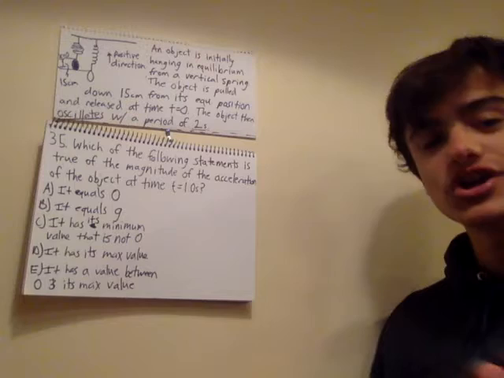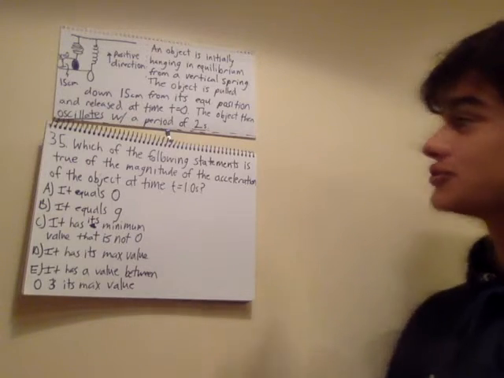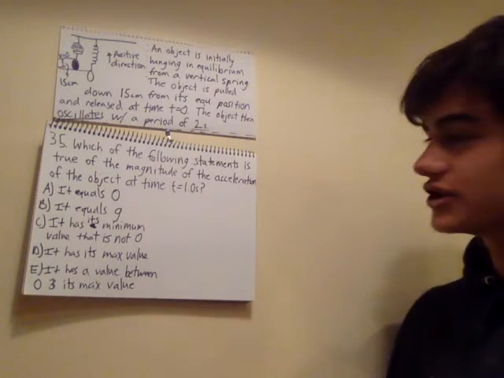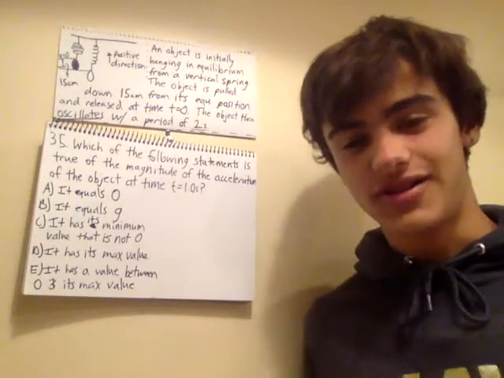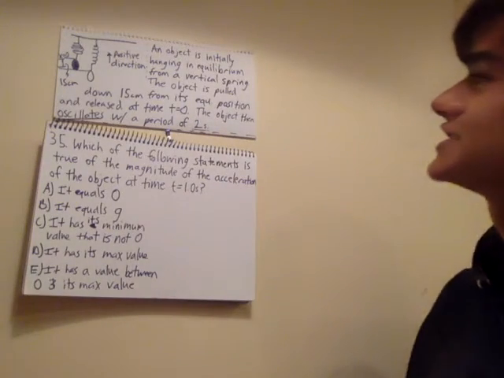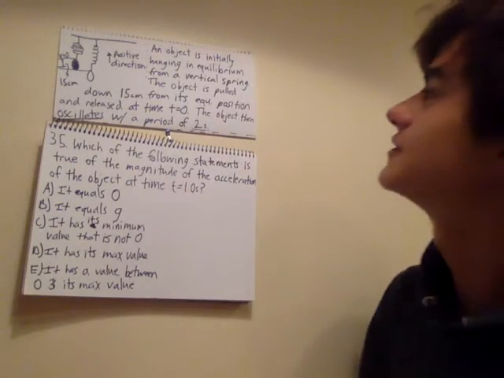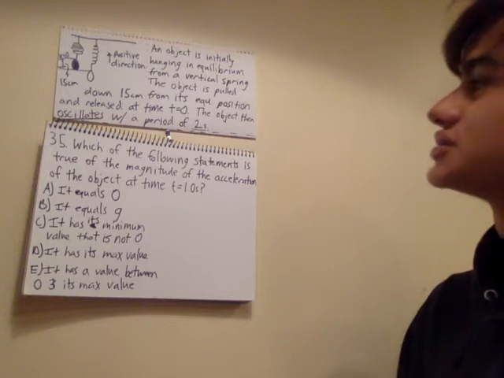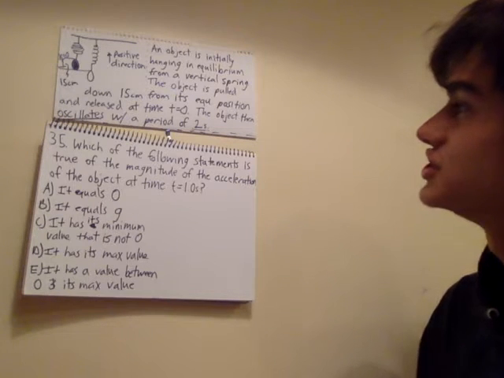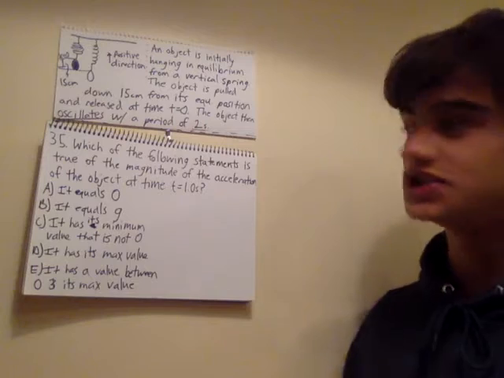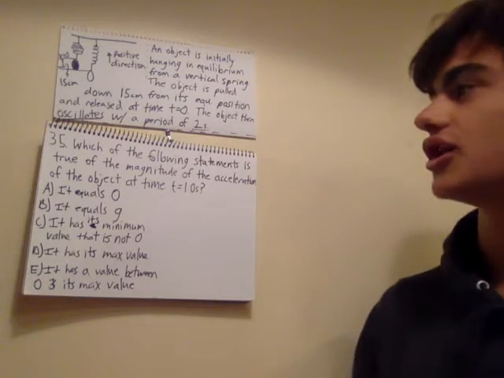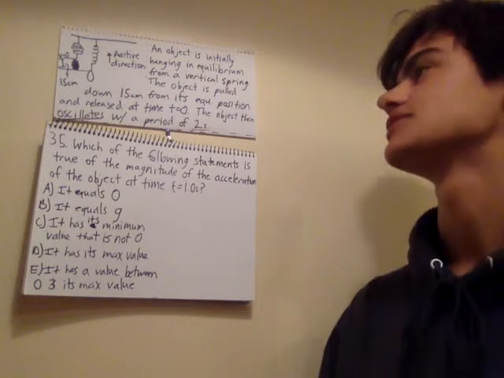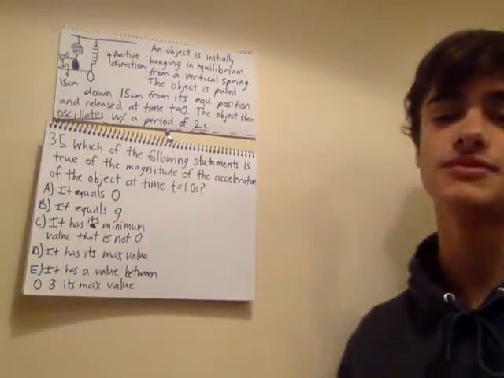This is the third in a set of 3 problems relating to this scenario. I'll read it quickly and then jump into our last problem. An object is initially hanging in equilibrium from a vertical spring. The object is pulled down 15 centimeters from its equilibrium position and released at time t equals 0. The object then oscillates with a period of 2 seconds. This is simple harmonic motion, remember.